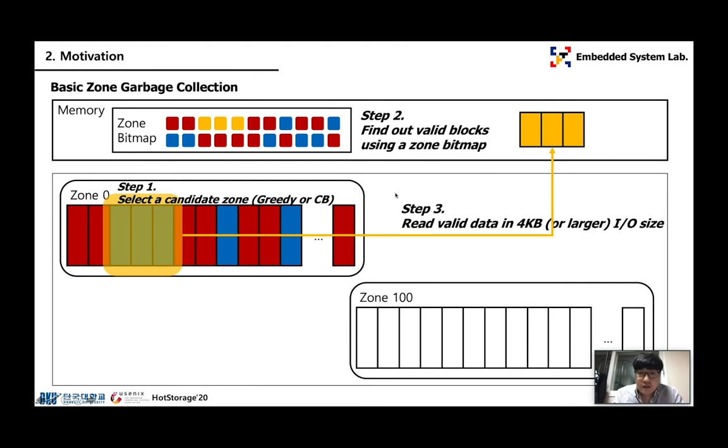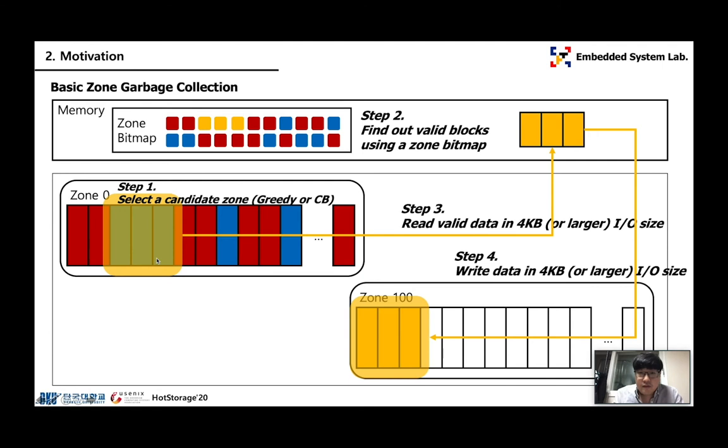In step 3, it reads valid blocks from the selected zone. Usually this is done with a 4 KB I/O size, but it can be done in a larger I/O size if blocks are consecutive. In step 4, it writes them into a new zone. And finally, it resets the selected zone so that it can be used as a new free zone.